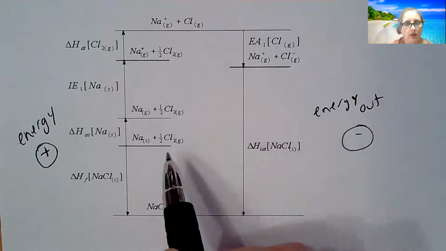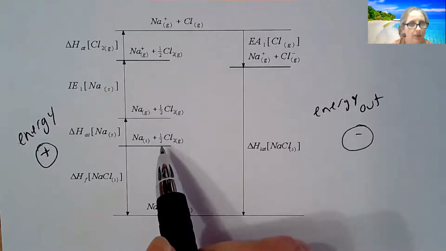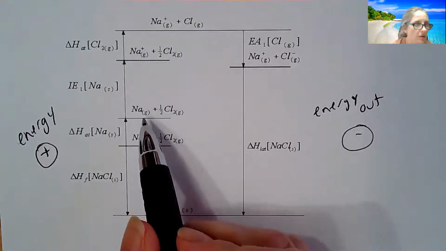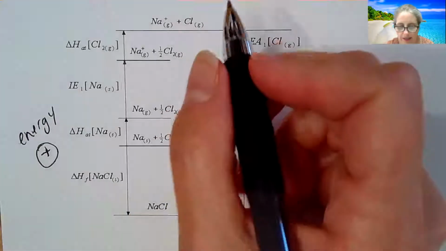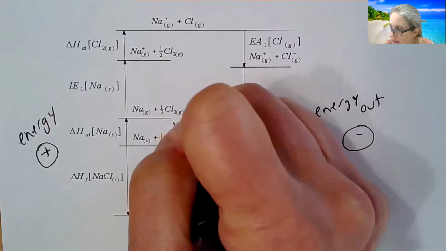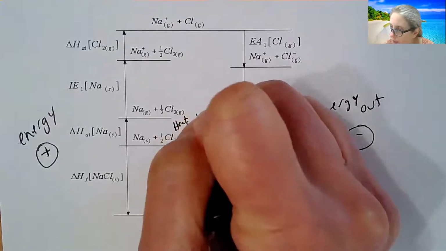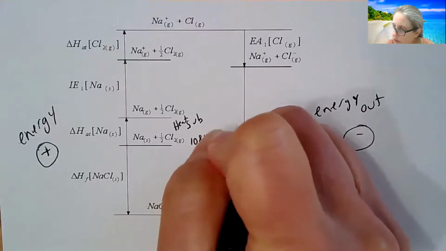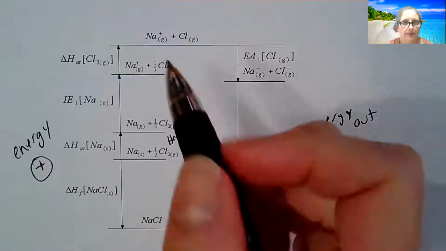I'm just going to start with the sodium solid plus 1/2 Cl2. I'm changing it to a gas. So I'm going back to what I call my heat of sublimation. So this is heat of sublimation, and that is the 108 kilojoules that we just talked about.